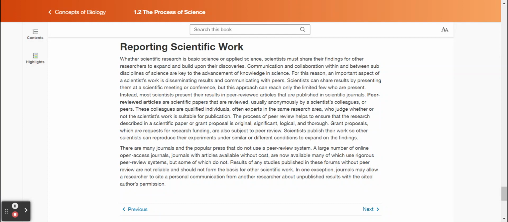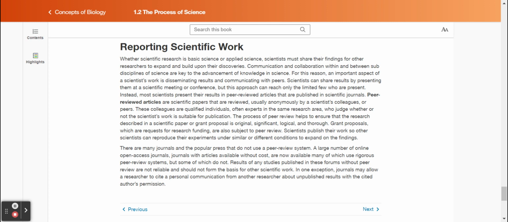Reporting scientific work. Whether scientific research is basic science or applied science, scientists must share their findings for other researchers to expand and build upon their discoveries. Communication and collaboration within and between subdisciplines of science are key to the advancement of knowledge in science. For this reason, an important aspect of a scientist's work is disseminating results and communicating with peers.